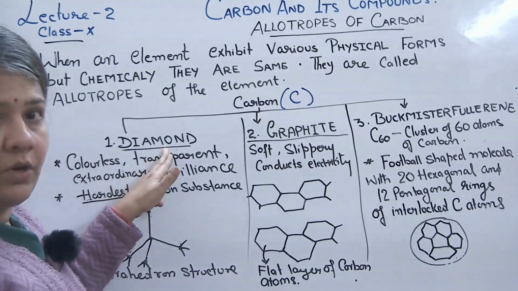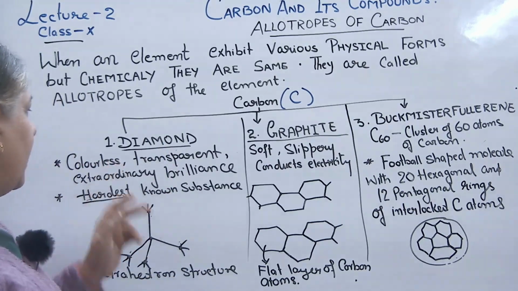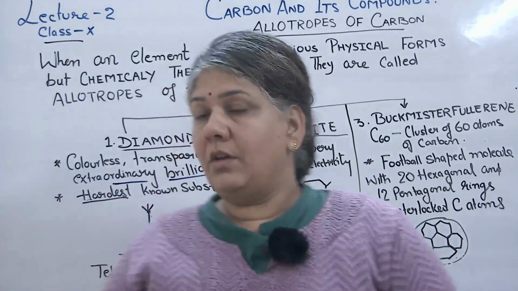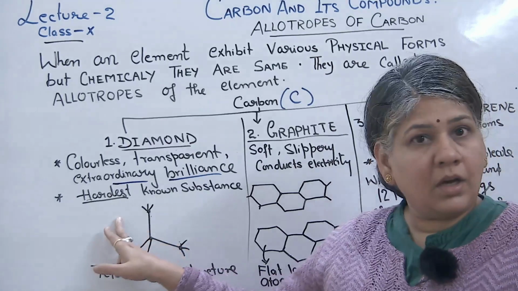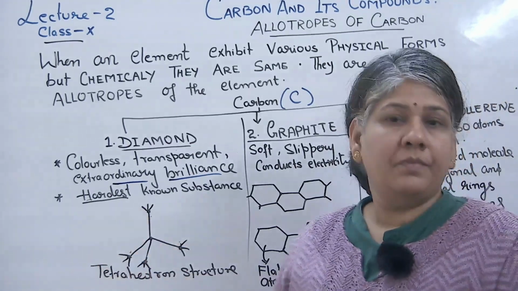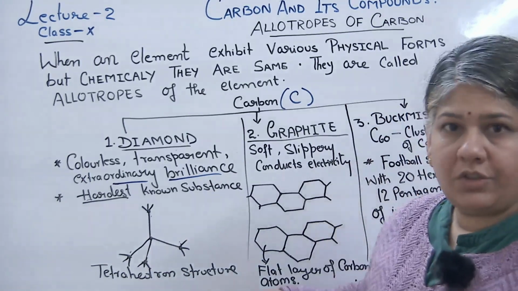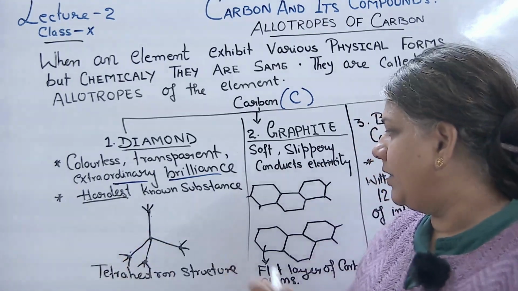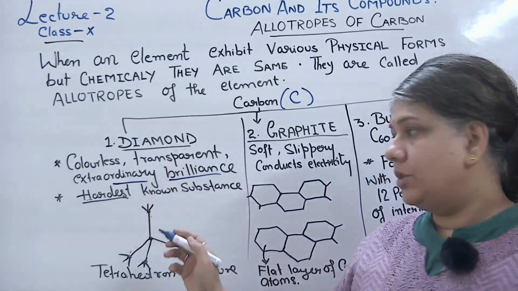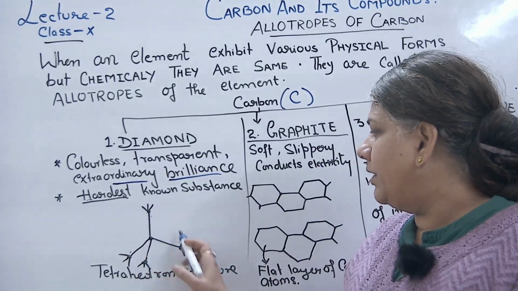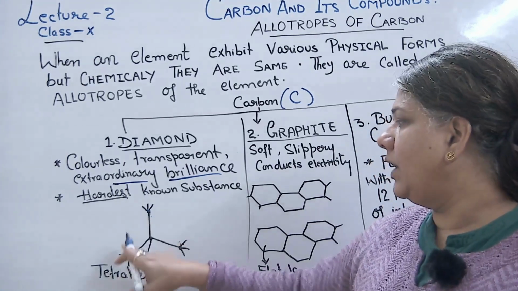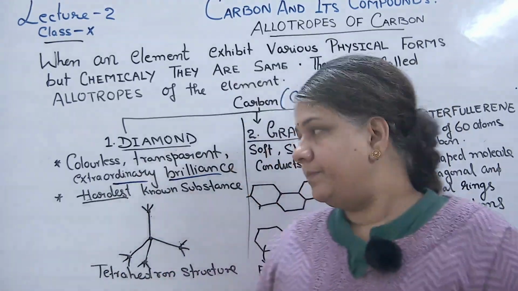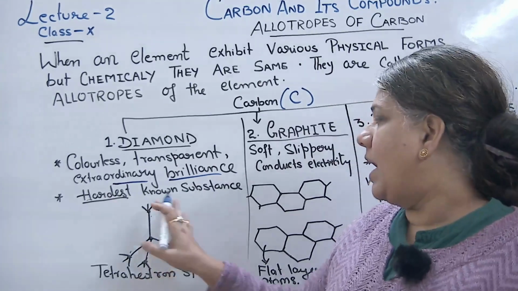Diamond, you already know, is used as a gem. It is colorless, transparent, shows extraordinary brilliance, and is the hardest known substance in nature. Its hardness is due to its structure. It shows a tetrahedral structure where every carbon atom is attached to four other carbon atoms. See, this is representing carbon. This carbon is attached to the nearest four carbon atoms. Similarly, all the carbons are attached to four other carbon atoms. So this forms a giant network, and this gives rigidity or hardness to the diamond.